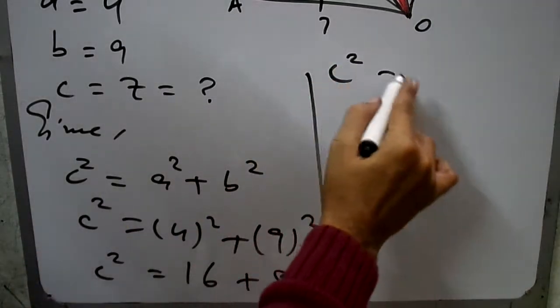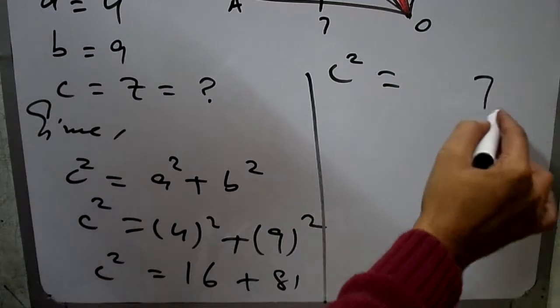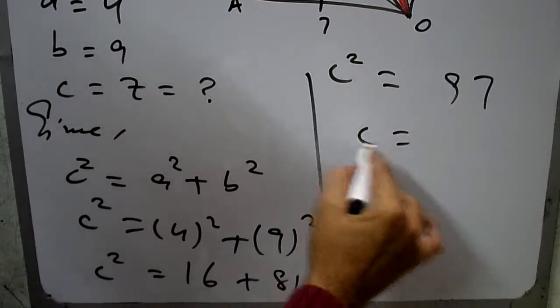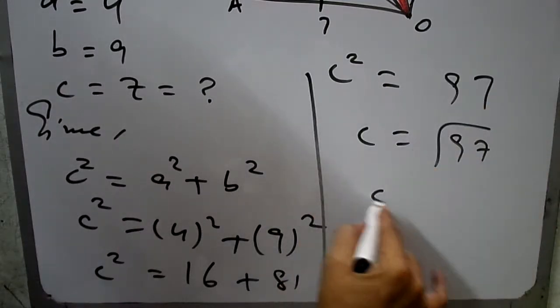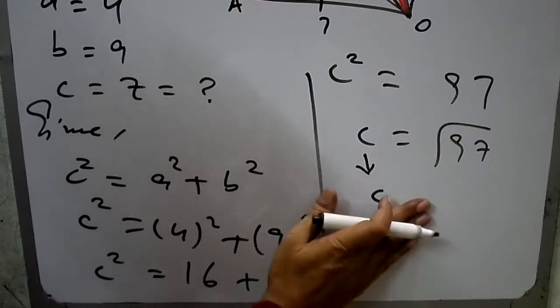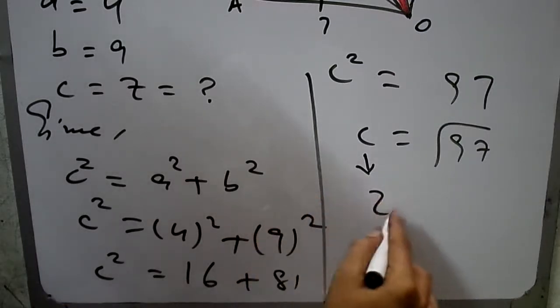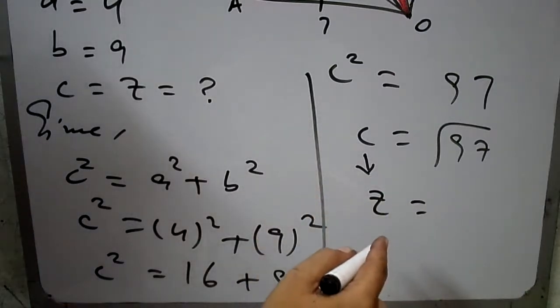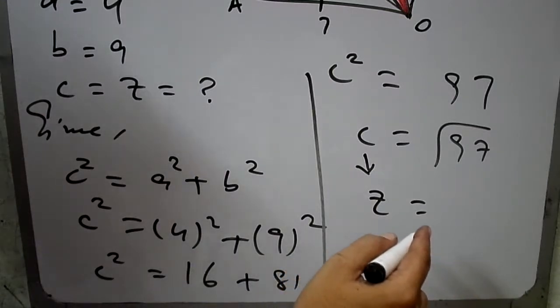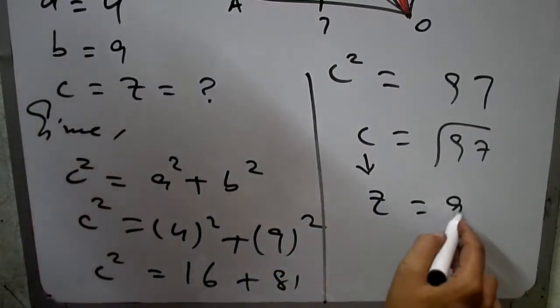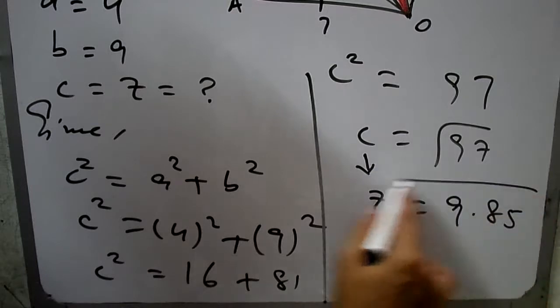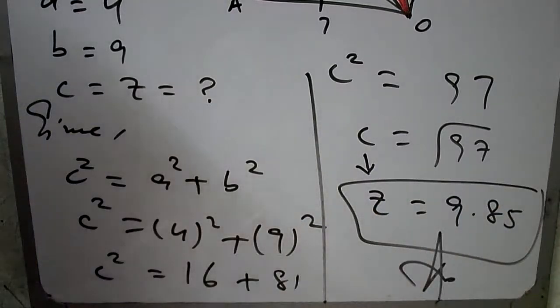So this is your C square. So C square is equal to 97, but C is equal to 97 under root. Actually C is representing Z. So you can find the value of root 97, that is 9.85. So that is your result. Now the last triangle we should take.